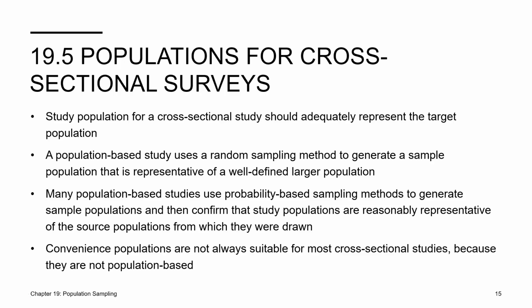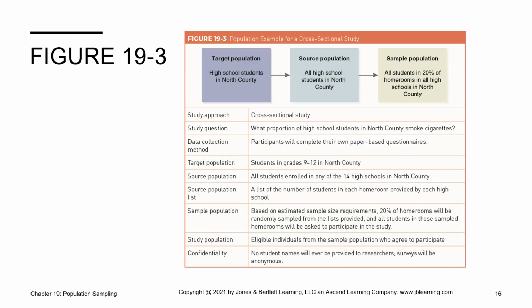So convenience samples are not really suitable for most cross-sectional studies that are population-based. Now, that does not mean that a convenience sample is not suitable for a small-scale cross-sectional study, say for your group project. But for a larger population base meant to represent, say, the United States, it's better to have a probability-based sample. And so figure 19.3 goes over a population example for a cross-sectional study.